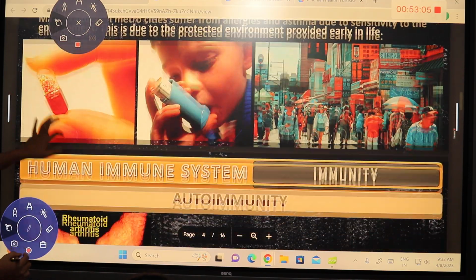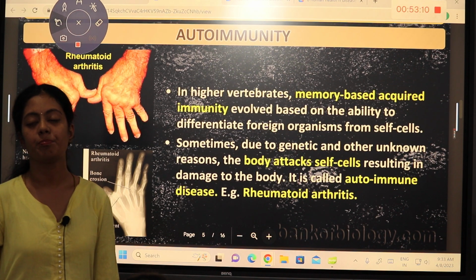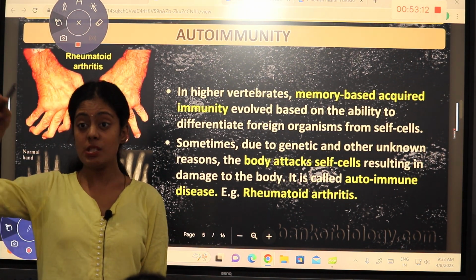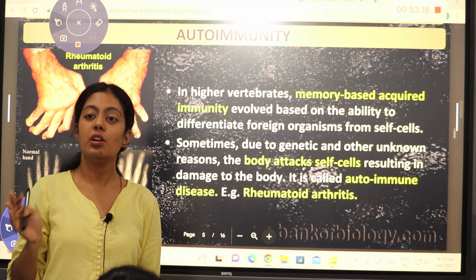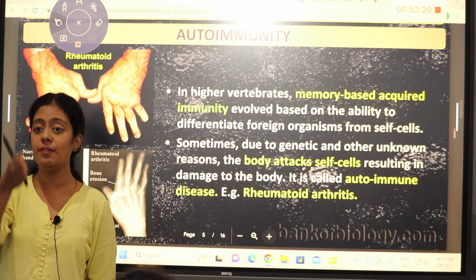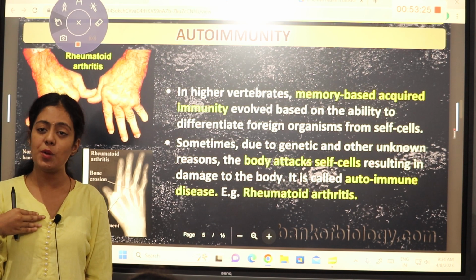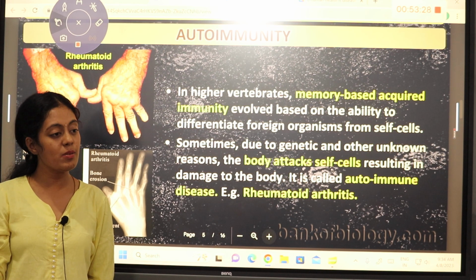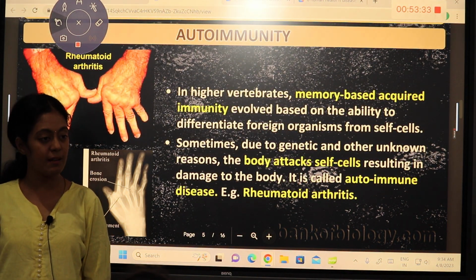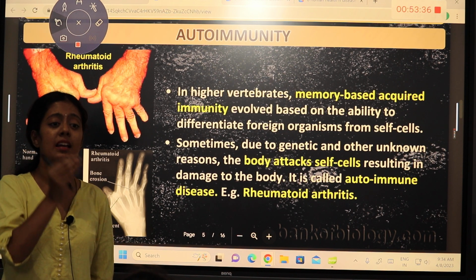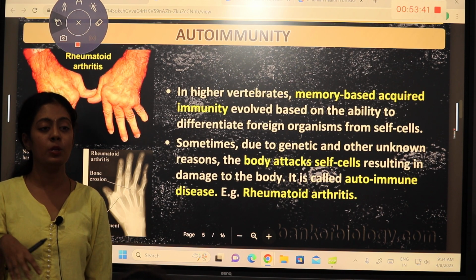What is autoimmunity? Your body's immune cells destroying your own cells is called autoimmunity. Your body is not able to differentiate between self and non-self. Self means the cells which belong to me. Non-self means the cells which do not belong to me. What is the actual function of immunity? It has to destroy the non-self cells, correct? But in this case, your immune cells will destroy your own cells. That is called autoimmunity.